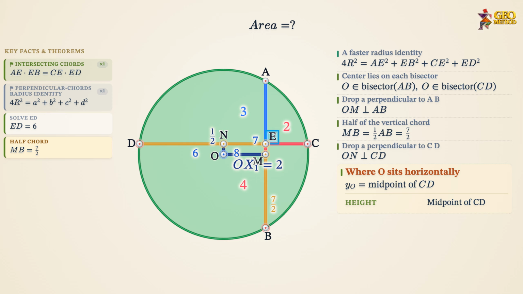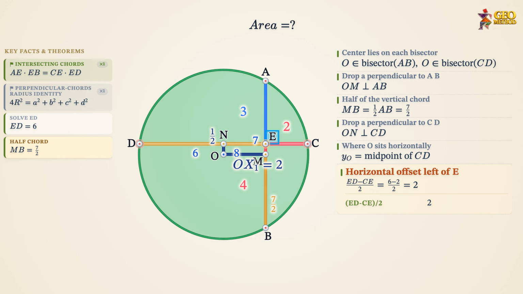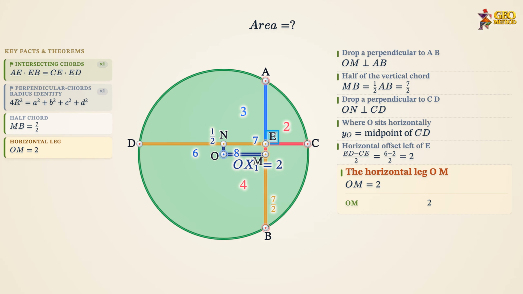We now compare that position to the crossing point E to see how far O sits to the left of the vertical chord. The midpoint of segment CD lies to the left of E by half of segment ED minus segment CE. That is 6 minus 2 over 2, which is 2. So the center is 2 units to the left of E. The vertical chord AB runs right through E, so O sits 2 units to the left of segment AB as well. That fixes the horizontal leg segment OM at 2.